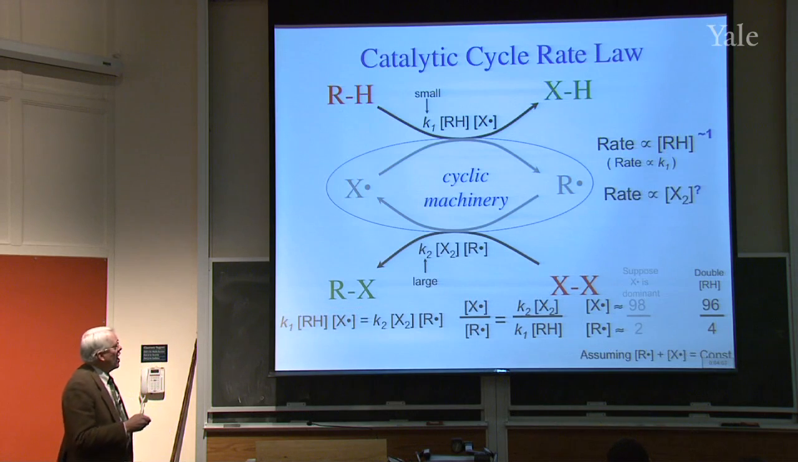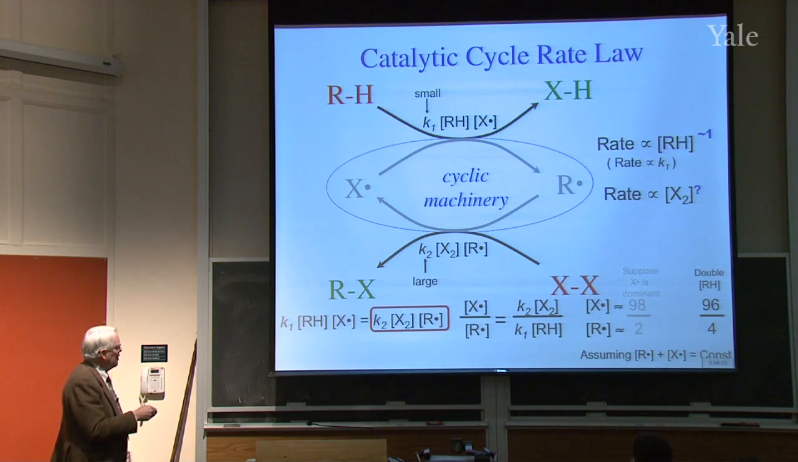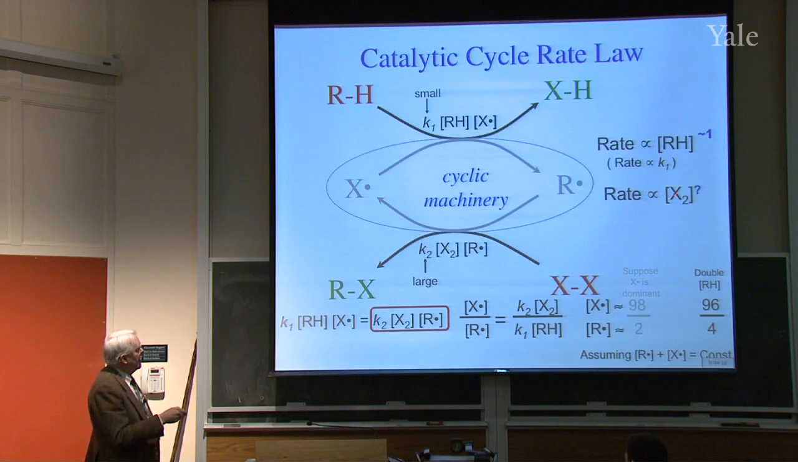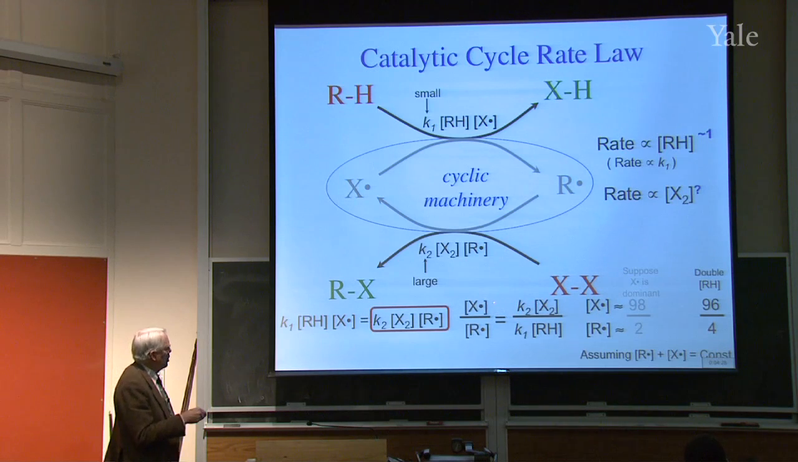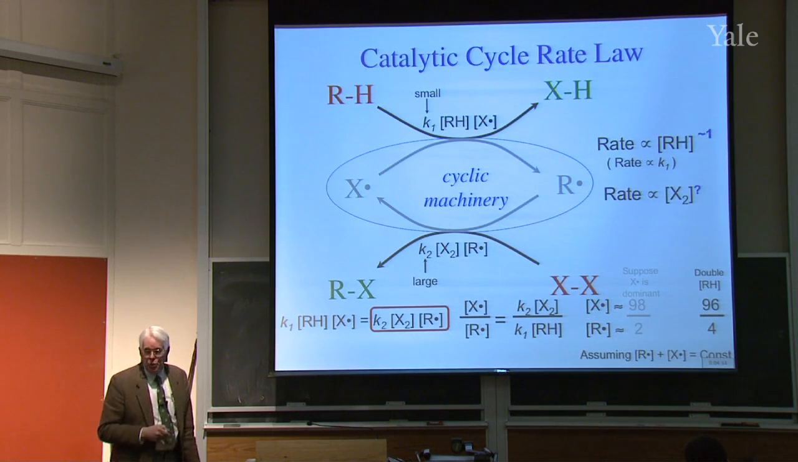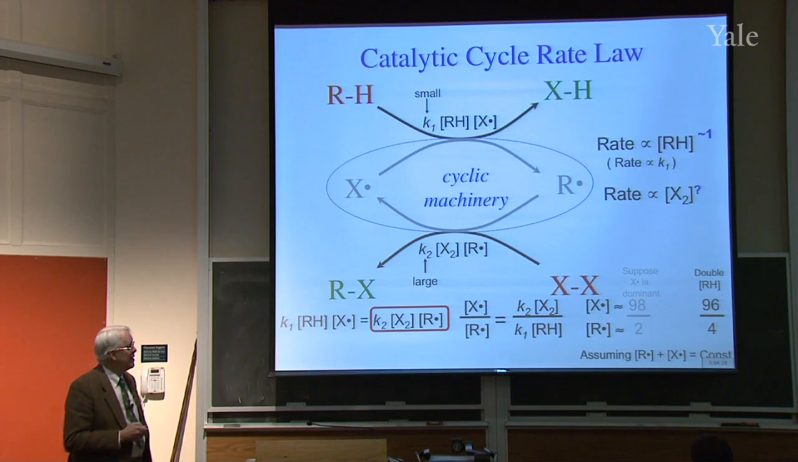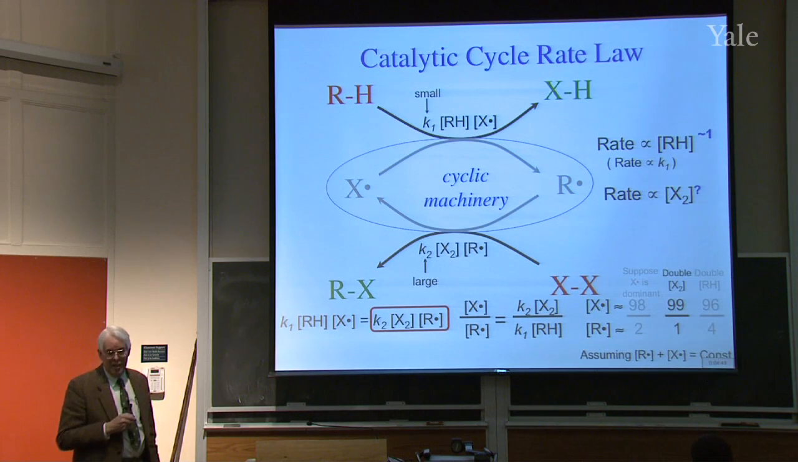Okay? Now, how about if we change the concentration of X2? What's its exponent? So let's do the same analysis. Now we're going to double X2. And now we're going to have to double the ratio of X dot to R dot, right? Remember, we're starting from 98 to 2. What do we do in order to double that ratio? We have to go 99 to 1.